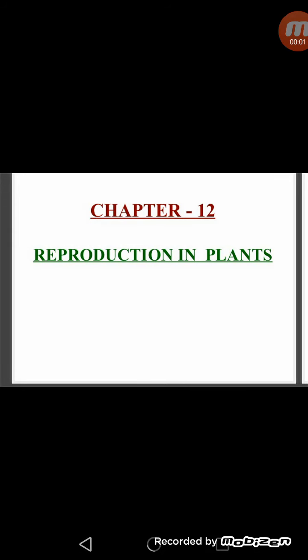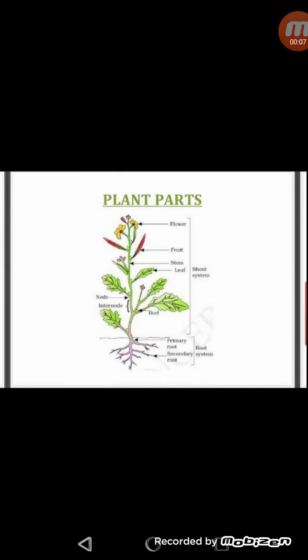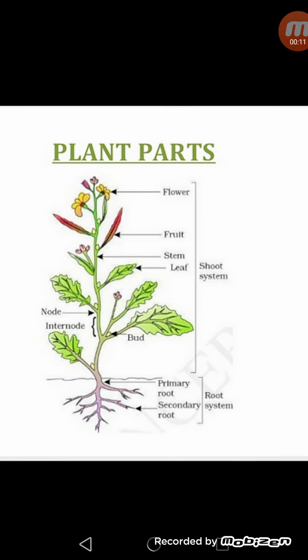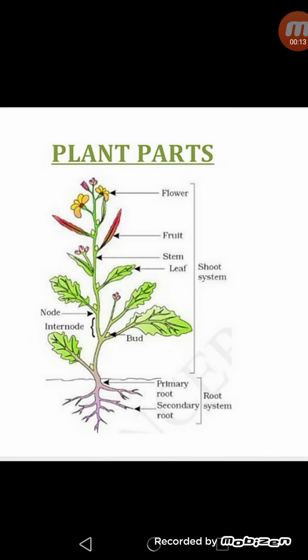Good morning, dear students. Today we are going to start chapter 12, that is reproduction in plants. Firstly, see all the parts of a plant. If we see this diagram, we find that mainly the plants consist of three main parts, as you have studied in your lower classes also, that is upper one, leaves, stem and roots. These three are the main parts of a plant.